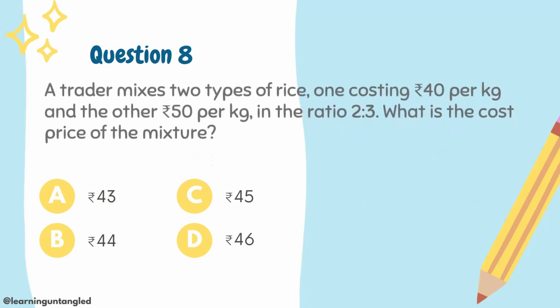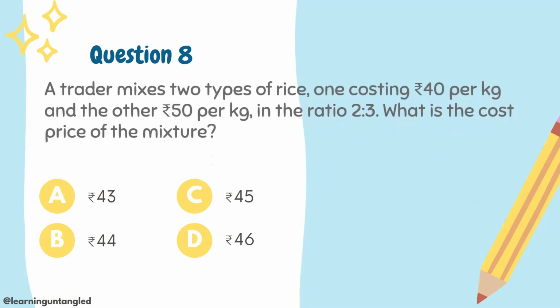Okay, let's move on to the next question. Question number 8. A trader mixes two types of rice, one costing 40 rupees per kg and the other costing 50 rupees per kg, in the ratio 2:3. What is the cost of the mixture?